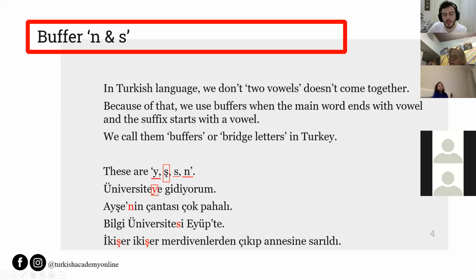If you want to say, I am going to the university. This n is used with the genitive case. If I want to say Ayşe's bag, it's going to be Ayşe'nin çantası. I have this n over here. And I also have this s, which is also very common when I talk about a compound noun or a third person possessive, just like this Bilgi Üniversitesi. Over here, this s is a bridge letter or my buffer.